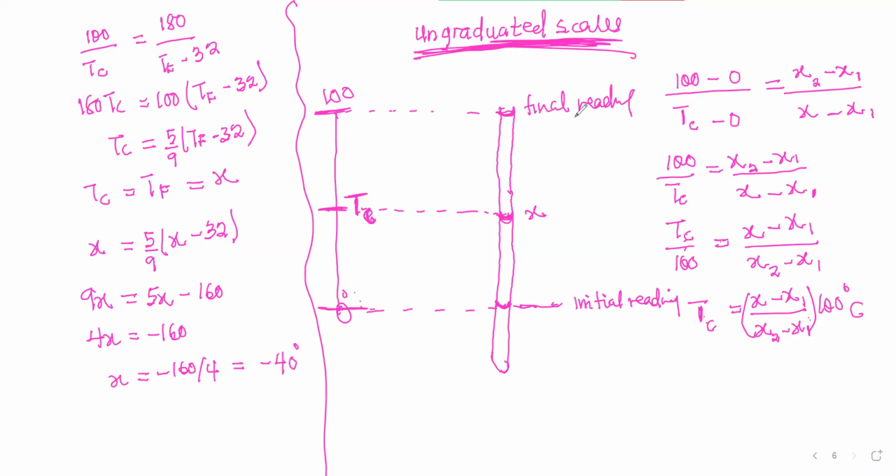So this is for when we have an ungraduated scale. Note that this is for the Celsius ungraduated scale. You can also be given the same thing for other scales as well. I'll send you a couple of examples under this to try your hands on. Okay, I think I have a question here. Please, I'm reading.